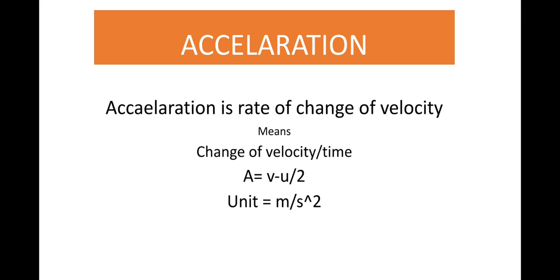Simply, a equals v minus u upon t. What is v and what is u? v is equal to the final velocity of an object. u is equal to the initial velocity of an object.